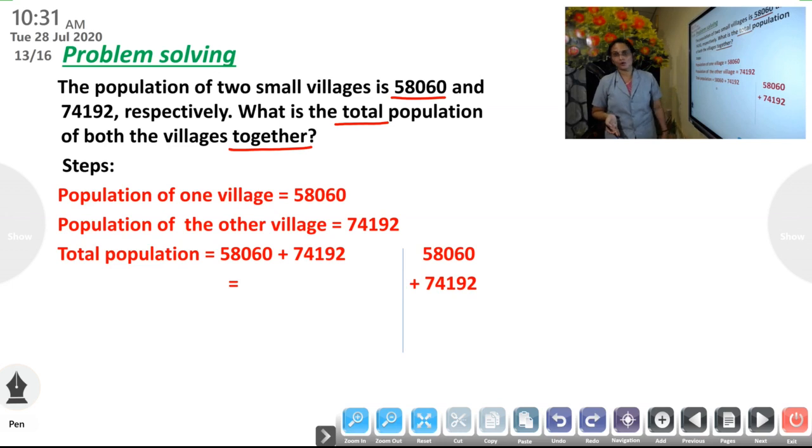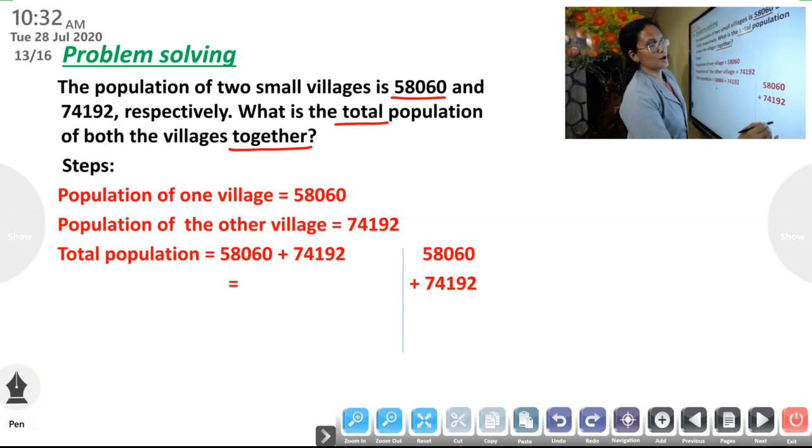Now since this is problem solving, you have to write the steps. Without steps, you will not get marks. What is the first step? Population of two small villages. So the first step is population of one village equals 58,060. Second step, population of the other village equals 74,192. Total population equals, you add the two numbers to get the total. Addition you can do in the working column.